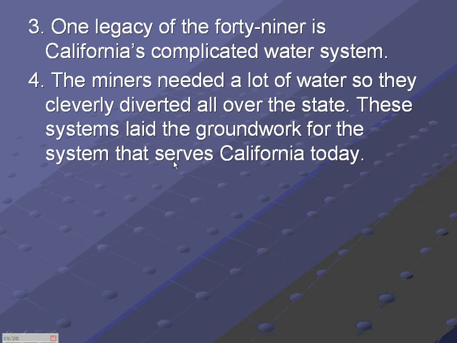One legacy that the 49ers left was the water system. What I was talking about was, you know, they have a river that flows this way. They need to get the water over here, so they put a dam in and it flows that way, and that means there's cities over here now, and we divert it this way, there's cities over here. So what it does is it lays the groundwork for the system that serves California today. That's what the 49ers do.